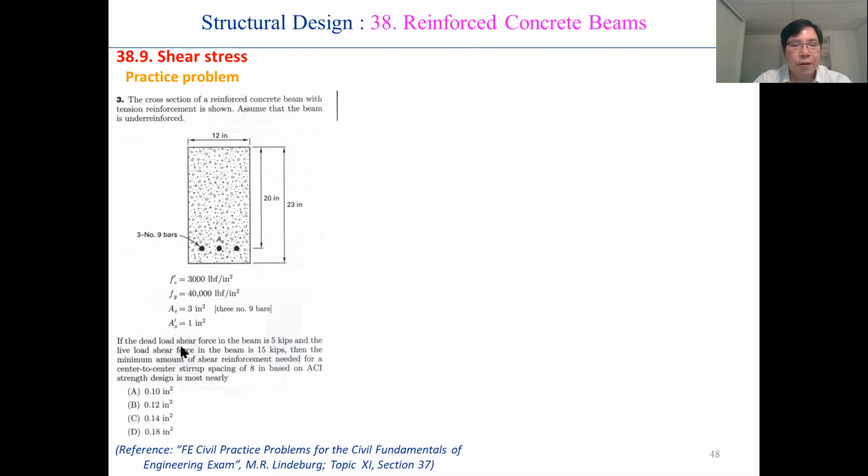if the dead load shear force in the beam is 5 kip, and the live load shear force in the beam is 15 kips, then the minimum amount of shear reinforcement needed for a center-to-center stirrup spacing of 8 in based on ACI design is most nearly what value between A, B, C, D.